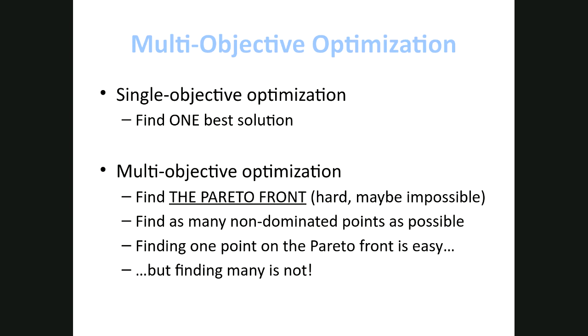For multi-objective optimization, having one solution is not enough, because you are not really taking into account all the possible compromises. So you want to have the Pareto front, right? That would be great, having the real Pareto front. However, that's really hard, and in some cases it might be impossible because the problem is too complicated. However, what you can do is to find as many non-dominated points as possible, right? You can try to find as many points that are not dominated by any other point, and those are candidate solutions, and you find them all, or you find a large number of them, and then you can pick the one that you like the best. Also, finding one point on the Pareto front is usually relatively easy, but finding many points is not.